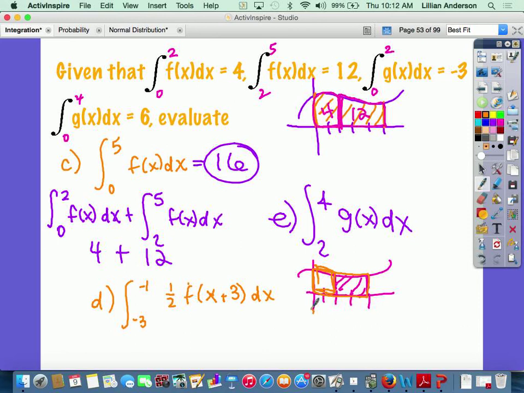So this one can be written as from 0 to 4, g of x dx, minus 0 to 2, g of x dx. It's kind of like I got the whole thing, I got the part I don't need, so I can subtract and find the part I do need. So what's from 0 to 4, g of x, what is that? 6. And now I can subtract from that negative 3, which makes it a positive, so I get 9.